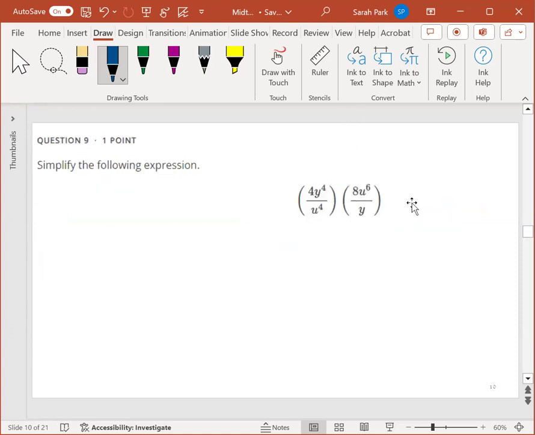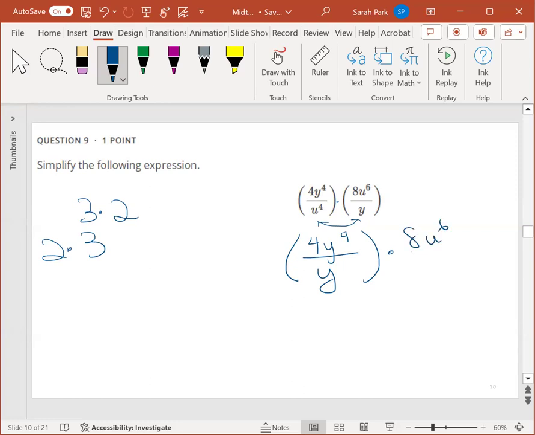Okay, number 9, let's simplify 4y to the 4th over u to the 4th times 8u to the 6th power over y. We can rewrite this so that the y's are kind of in one parenthesis. So I'm actually going to switch that around. And that's allowed because this is multiplication, and multiplication is commutative. What that means is I can write 3 times 2 as 2 times 3. Okay, so if we rewrite this, we have 4y to the 4th over y times 8u to the 6th over u to the 4th.